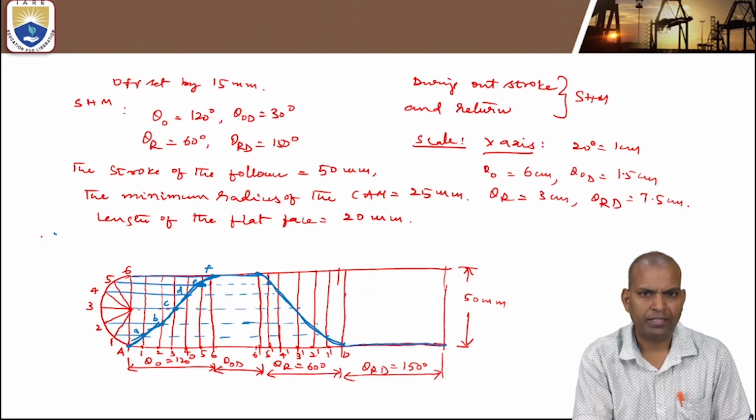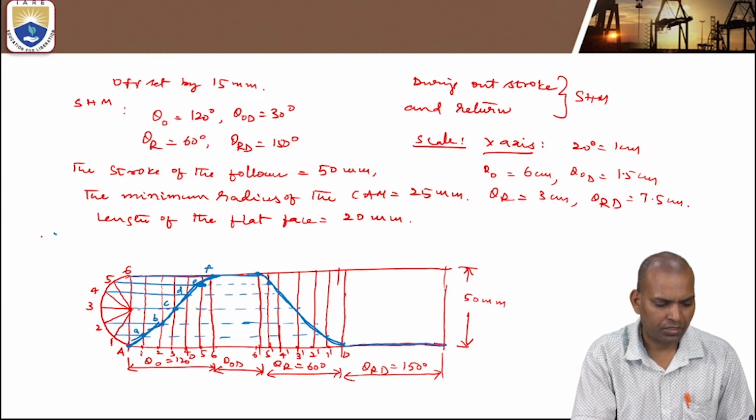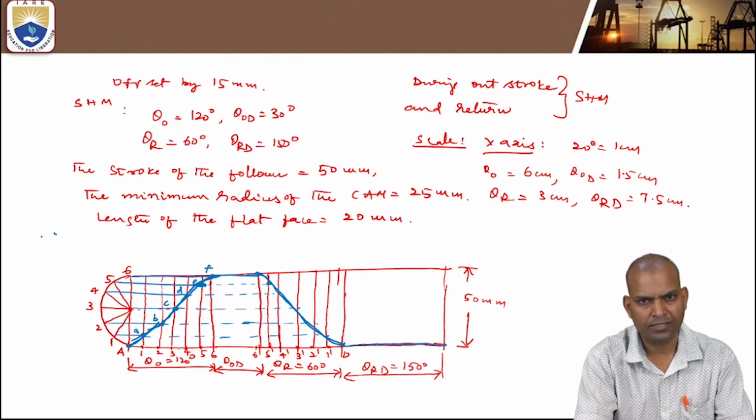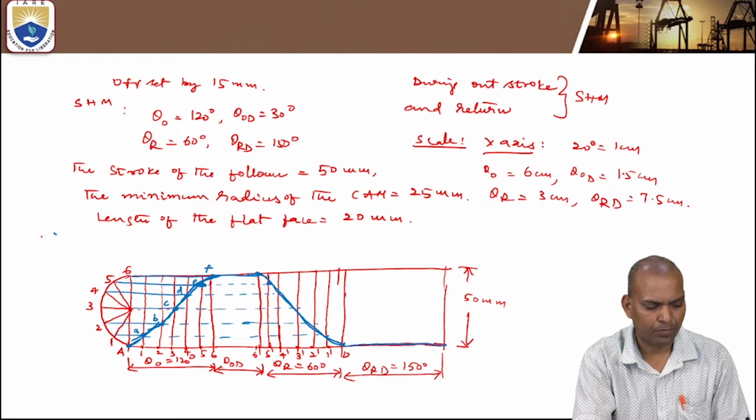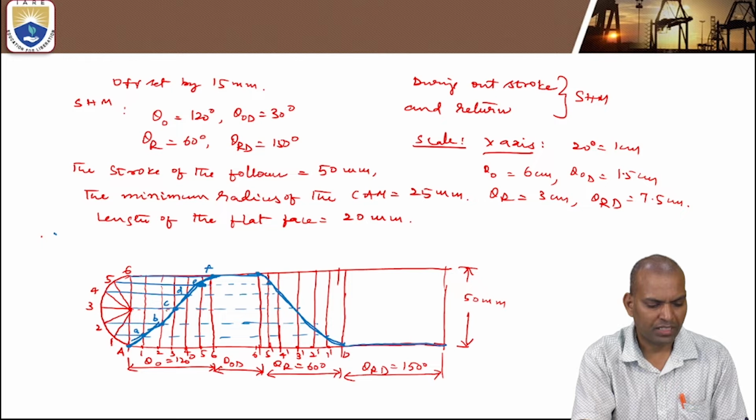The same number of parts are divided for the outstroke and return stroke also, and join the horizontal and vertical lines. That intersection gives the path of the follower during the angle of rotation of the cam. For example, this is 120 degrees, that means 6 parts, so each part is 20 degrees. For 20 degrees, the follower rises up to point A. For the next 20 degrees, point B, next 20 degrees, point C, then D, like that.